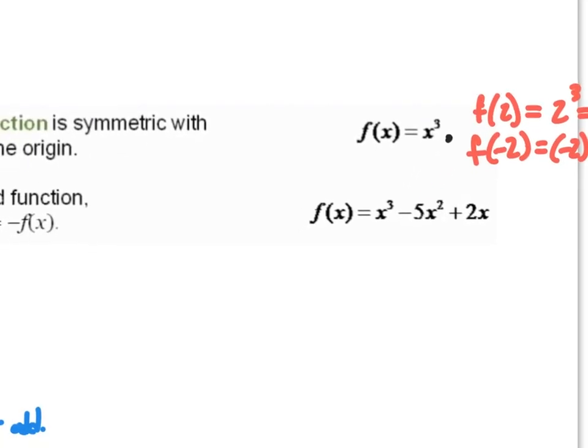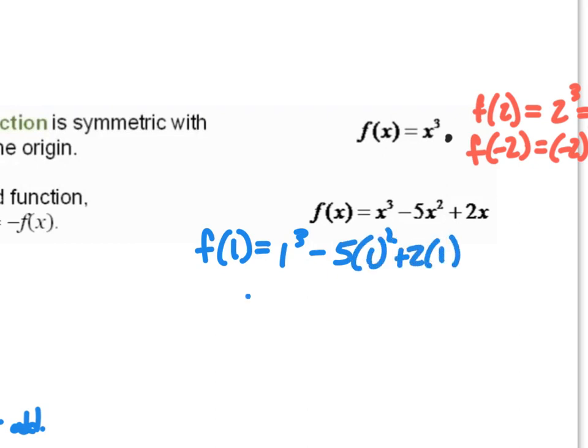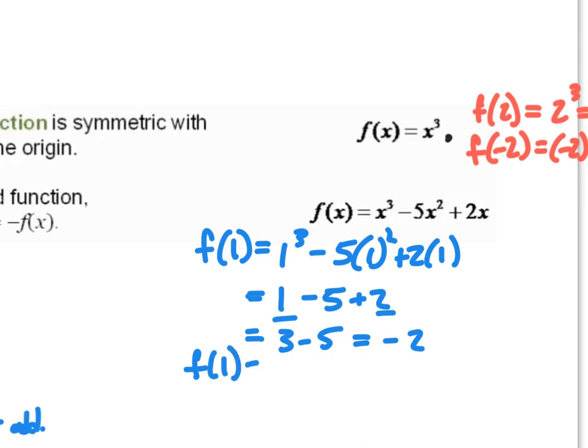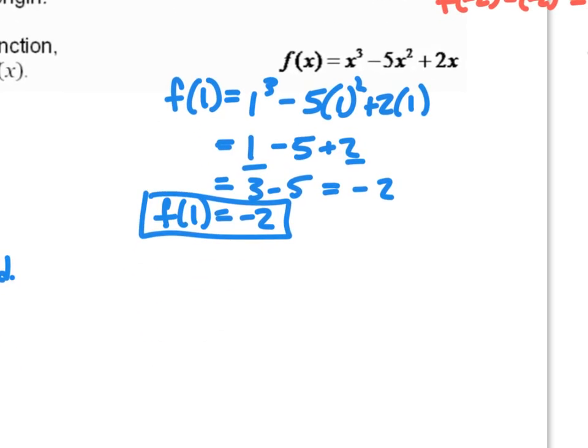Now, let's do the same thing over here. I'm going to plug in, say, negative 1 and 1. So over here, f(1) is equal to 1 cubed minus 5 times 1 squared plus 2 times 1. Okay, and as a result, 1 squared is 1, so minus 5 and then plus 2. So 1 plus 2 gives me 3, minus 5 gives me a value of negative 2, okay? So I have that f(1) is equal to -2, all right? So what I'm looking for is what happens when I plug in, say, f(-1)?